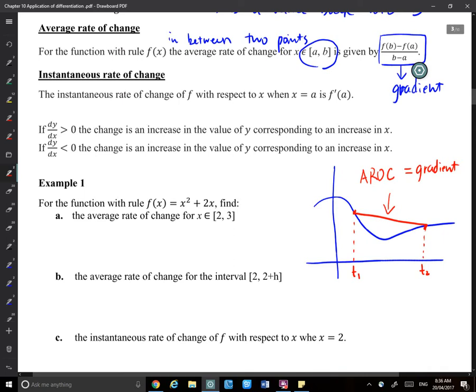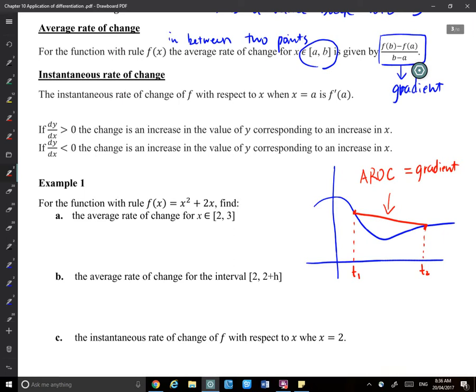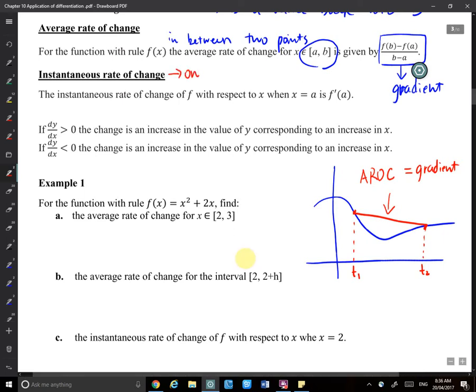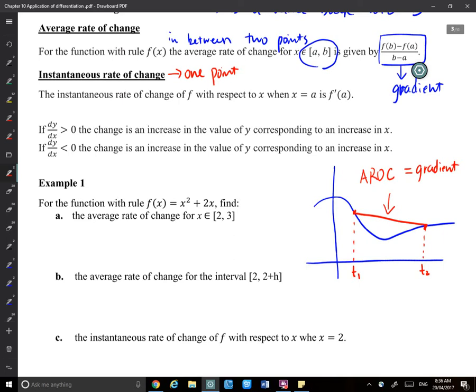And the instantaneous rate of change. The instantaneous rate of change only talks about 1 point. You won't say average rate of change for 2 points. It's only 1 point. You are given 1 point to say what's the instantaneous rate of change at that point, which is the derivative. Find the derivative and substitute that point in.